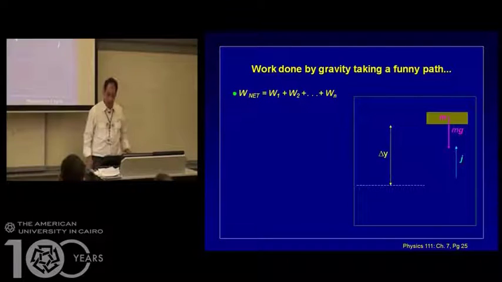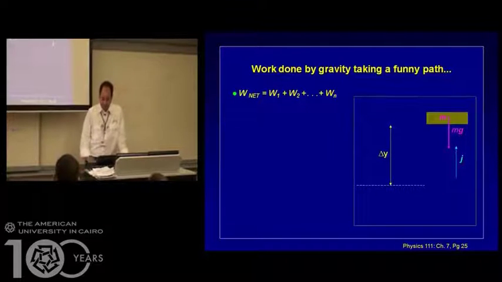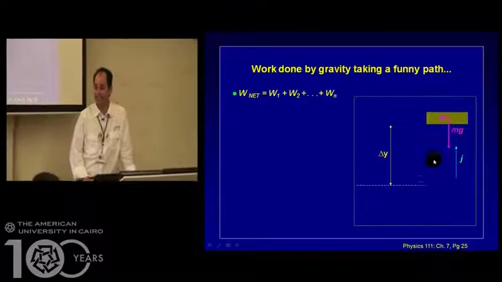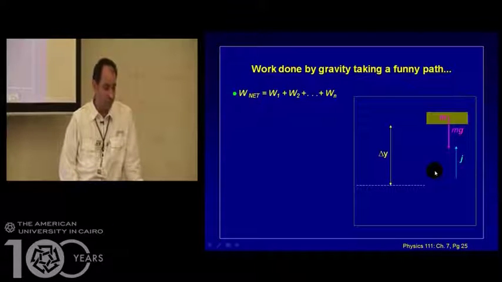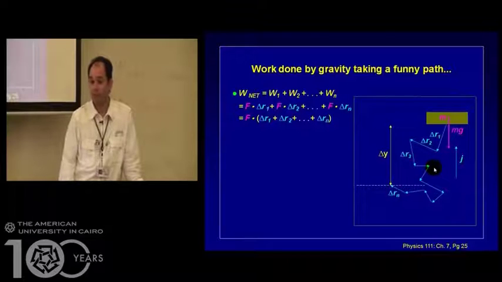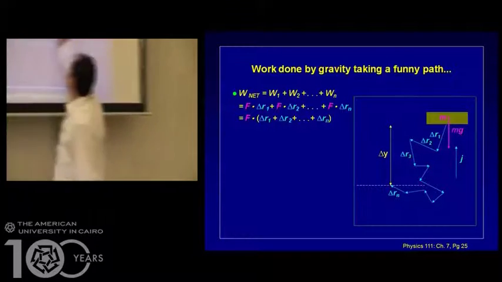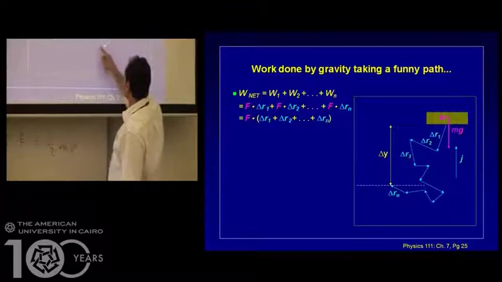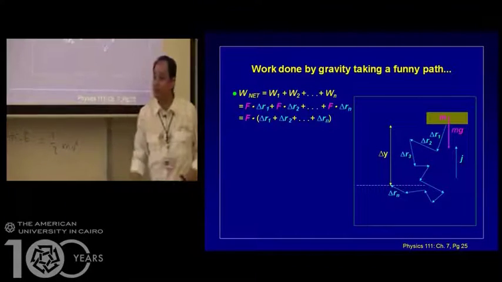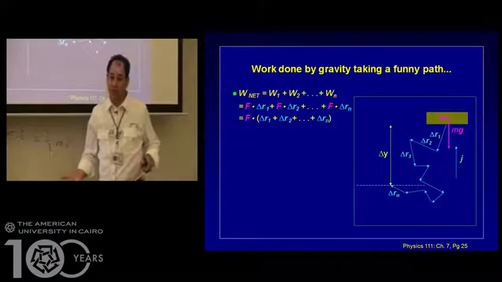Now, assume that I'm going to move that same object m from that position to that position, a distance delta y or distance d, it doesn't matter what symbol we use for that distance, but along this funny path, to here, then to there, to there. And I will calculate for you guys what the work done will be in that case.